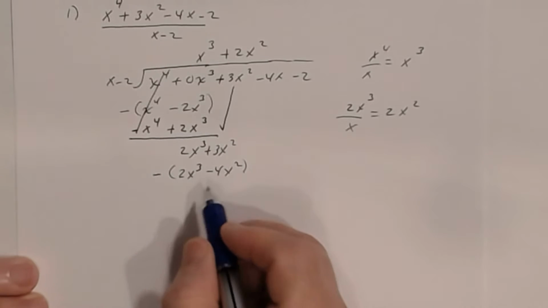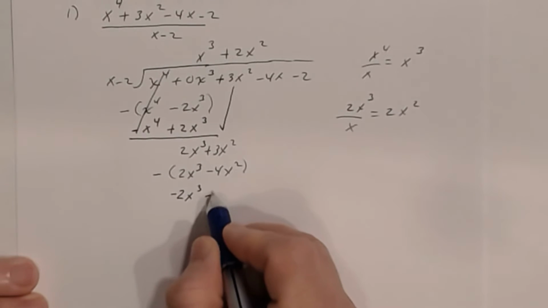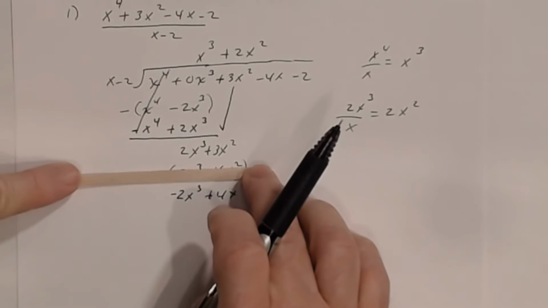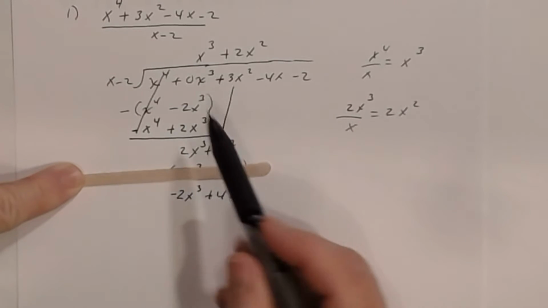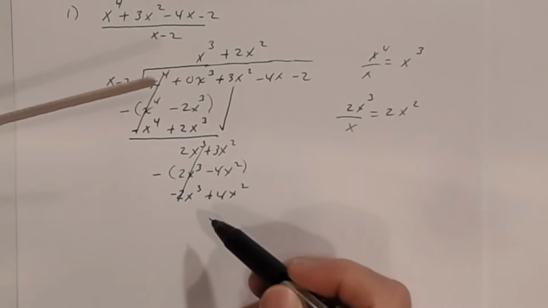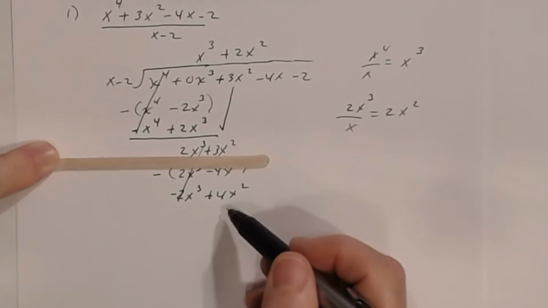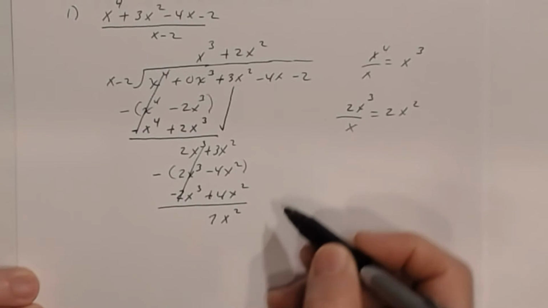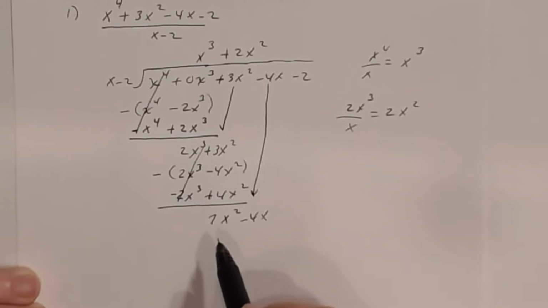So the opposite of 2x cubed is a negative 2x cubed. The opposite of a negative 4x squared is a positive 4x squared. And then you're going to add. So these have to always be opposites, just like you saw here. So when you add those up, 2x cubed and a negative 2x cubed, that's going to be 0. And then over here, 3x squared and a positive 4x squared is 7x squared. And bring down the next term, minus 4x. Then you do the process all over again.